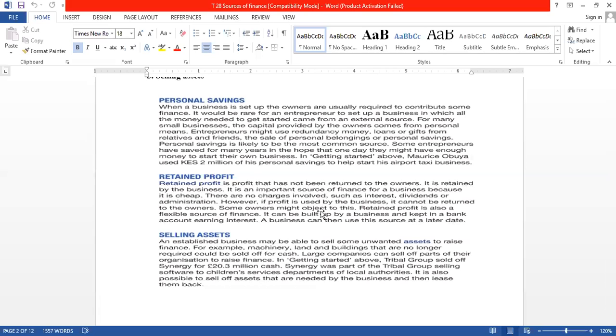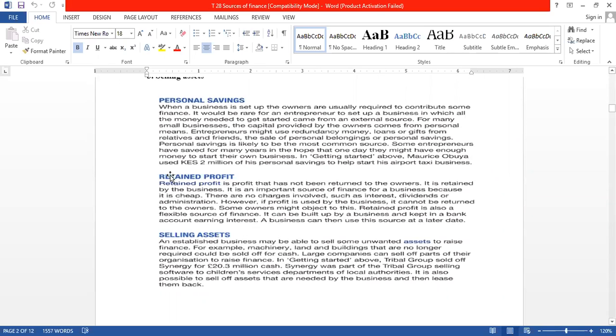Retained profit is also a flexible source of finance. Another advantage: it can be built up by the business and kept in a bank account earning interest. That's what they do. Every year, the money you're earning, you're saving in a bank account, and a business can then use this source at a later date. So you can use it very cheaply, with no charges and no administration cost, and keep the money in a bank account to earn interest.